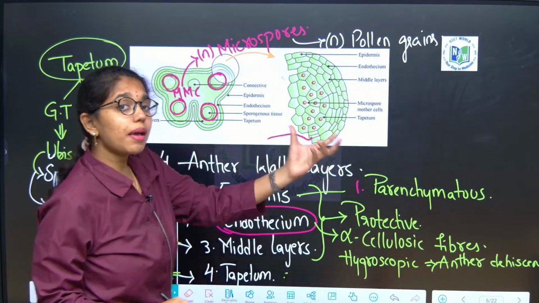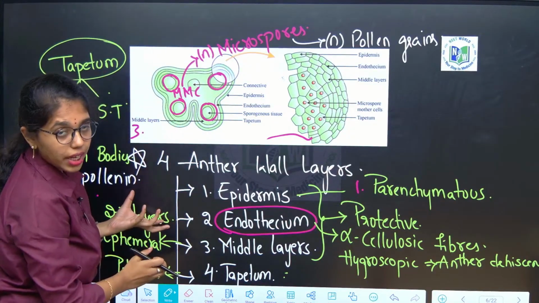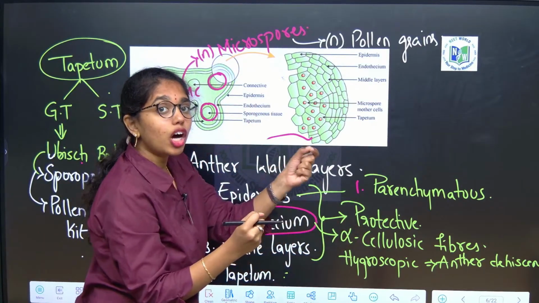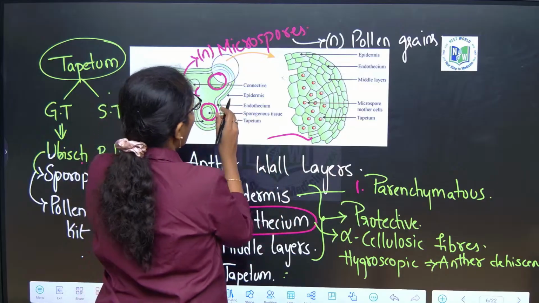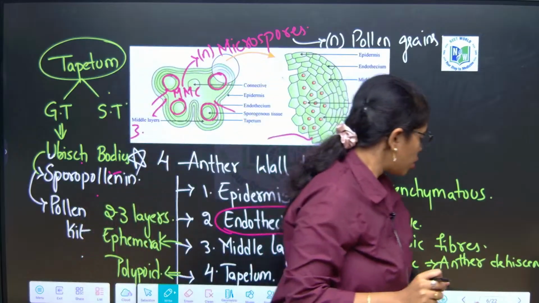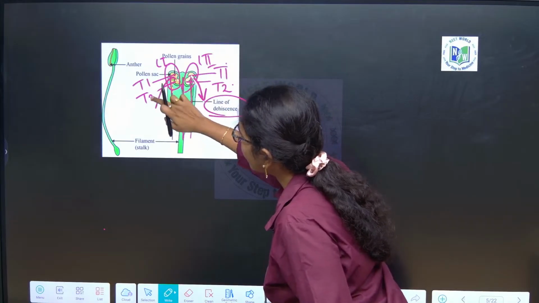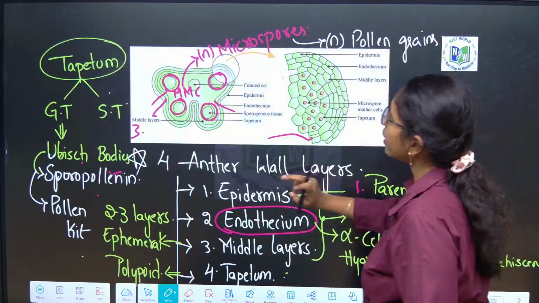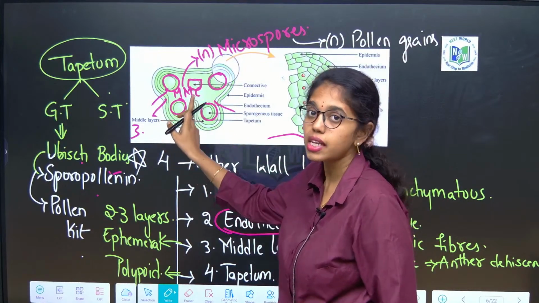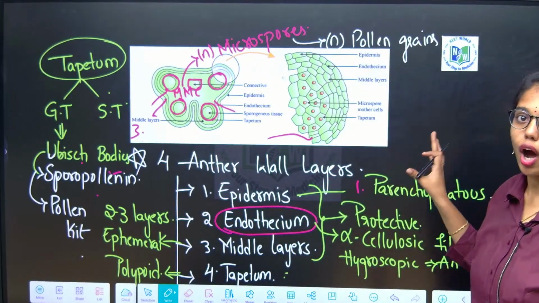Once they mature to pollen grains, the middle layers, which are ephemeral, will degenerate and the endothecium will absorb all the water and cause dehydration of the pollen grains. Through the line of dehiscence the pollen grains will be released. Here you can see the pollen grains released through the line of dehiscence. The tissue present in between the sporogenous tissue is called connective tissue. So, this is all about the structure of the anther.